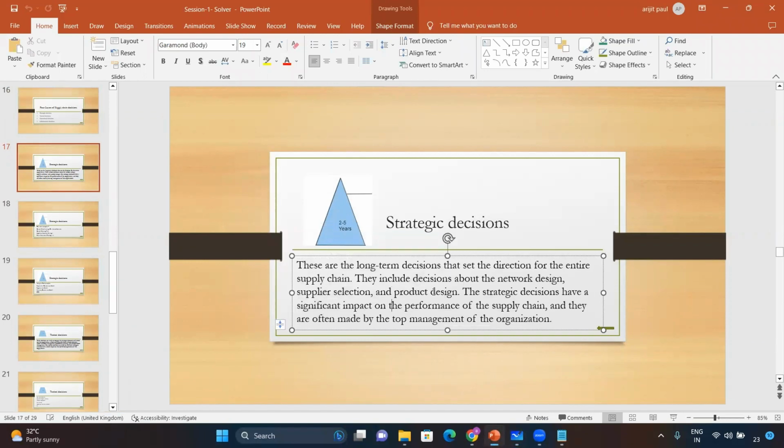They include decisions about network design, supplier selection, and product design. The strategic decisions have a significant impact on the performance of the supply chain, and they are often made by the top level of management of the organization. So these types of decisions are generally taken by the top level management of the organization. Okay, and these are the long-term decisions.